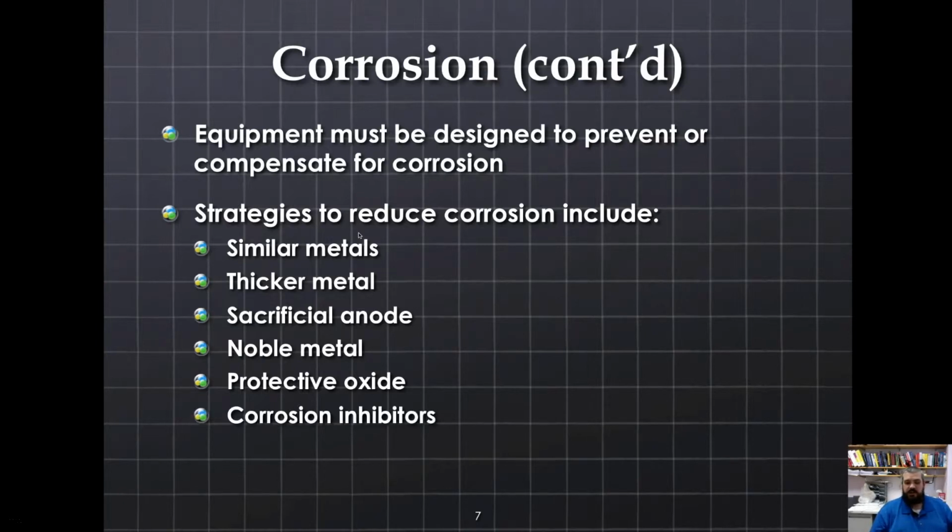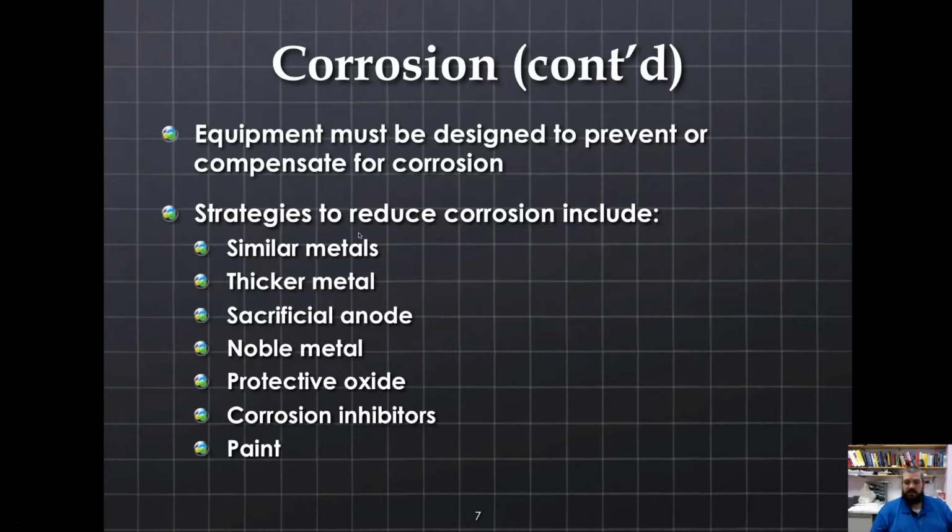You can use corrosion inhibitors. These are chemical additives, things to reduce corrosion. And these are just generally some ways you can mitigate or reduce corrosion, but you always have to be aware of it when designing any system that uses metals that could potentially corrode.